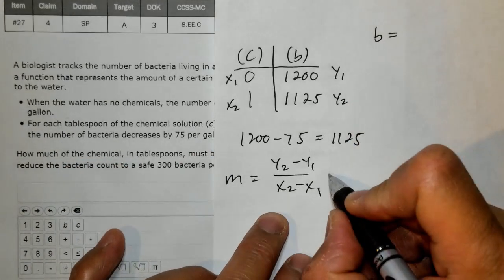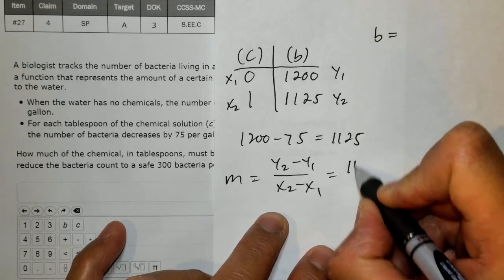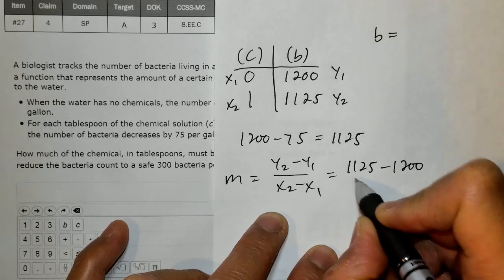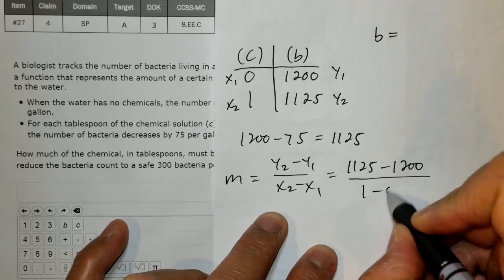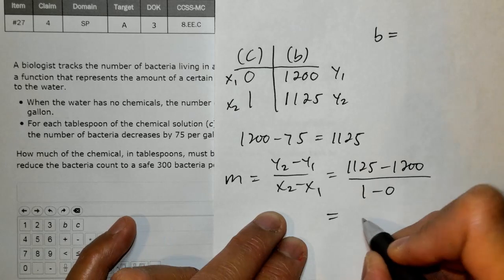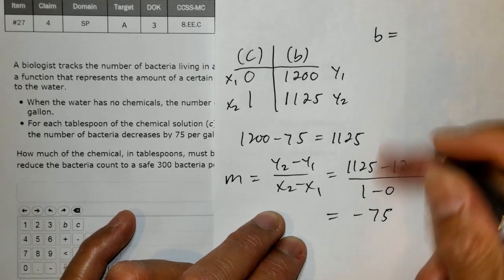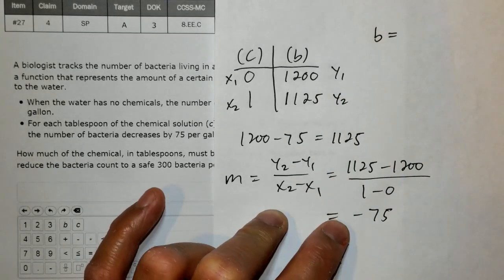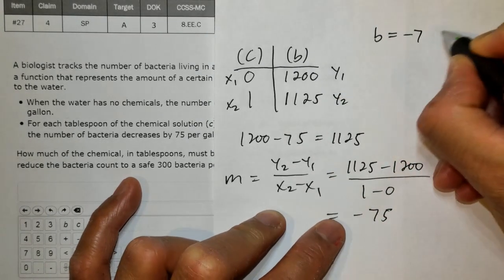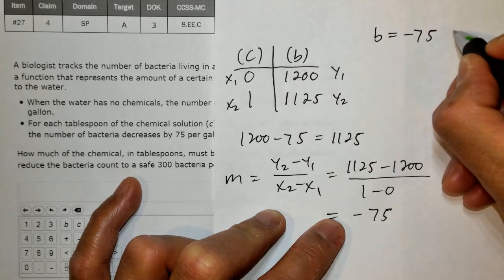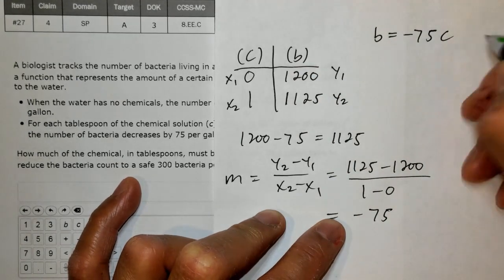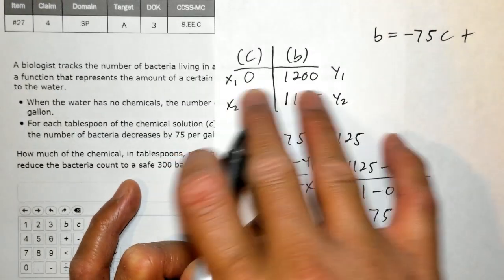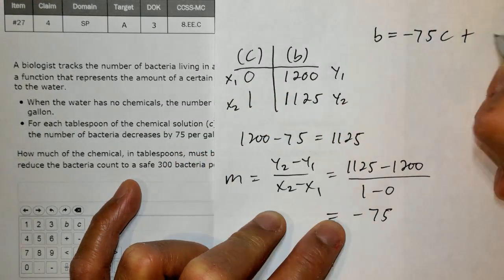So let's do it. This will become 1,125 subtracted by 1,200, divided by 1 minus 0. So the slope here is negative 75. So let us complete the equation. B, for the number of bacteria, is equal to negative 75 multiplied by C, plus, now this is the y-intercept, plus 1,200.